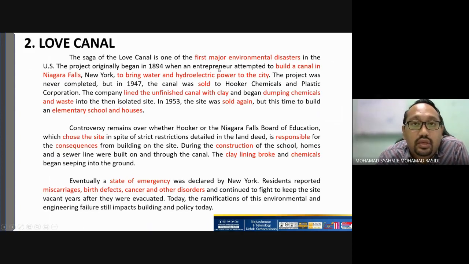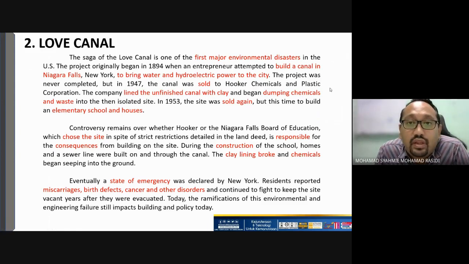Okay, and then this is another study case, regarding the Love Canal. The Love Canal is the first major environmental disaster. Initially the project started in 1894, and the aim at the time was to build a canal in Niagara Falls to bring water and hydroelectric power to the city. However, later in 1947, the canal was sold to Hooker Chemicals and Plastic Corporation. At that time, the previous company had left the project unfinished, so the next company, Hooker Chemicals and Plastic Corporation, started to finish the canal.